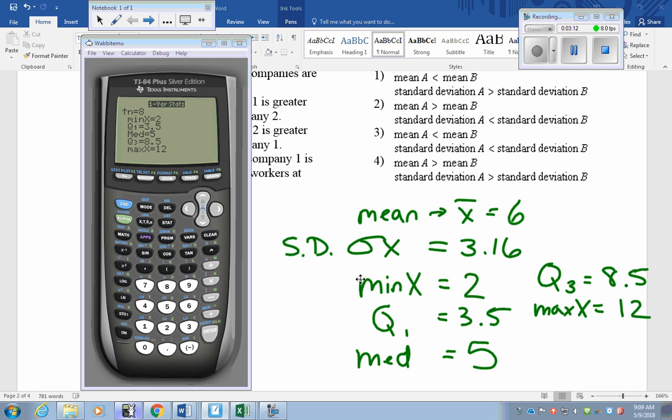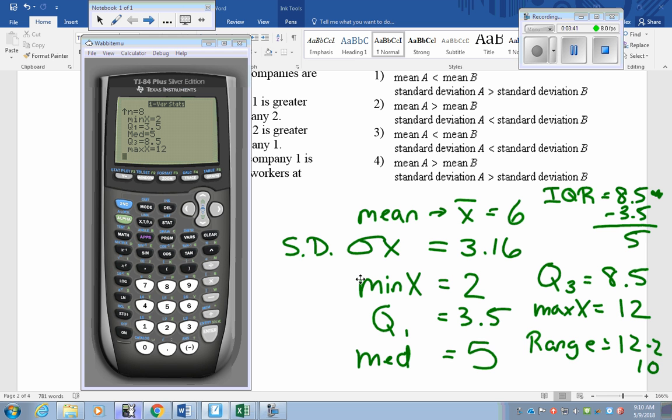Now, some of the other values that we're going to talk about finding: there's range, which would be max minus min. So that would be 12 minus 2, which would be 10. We'll also come across sometimes on the test the interquartile range, which is Q3 minus Q1. So that'd be 8.5 minus 3.5, which would be 5.